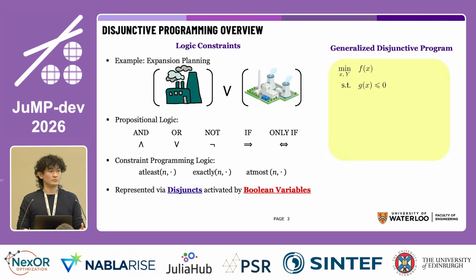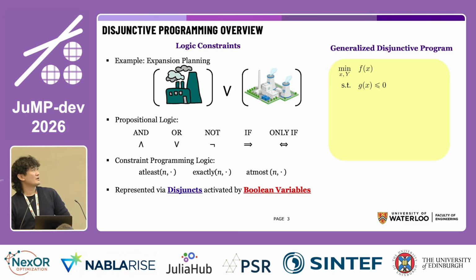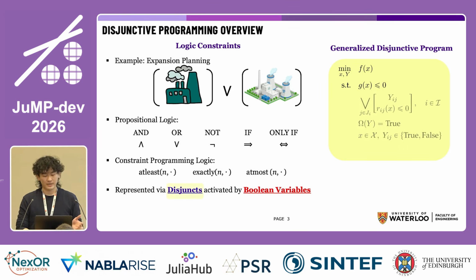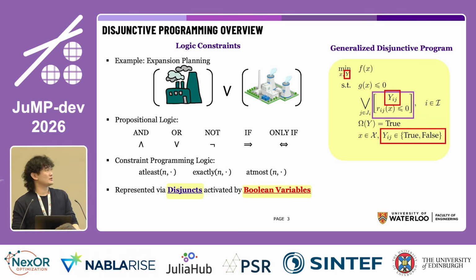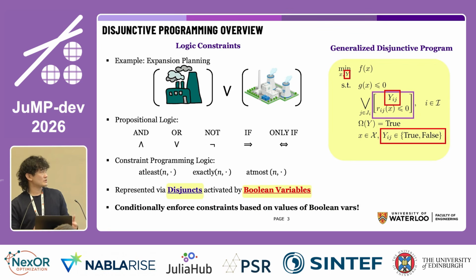This is done with what's called a GDP, or generalized disjunctive program, where you have your objective function, you have your constraints, but on top of that, you have what are called disjuncts, in the purple. These disjuncts are activated by Boolean variables. The Boolean variables are a really nice way for you to conditionally enforce constraints based on their value. True means you're enforcing them, false means they're not being enforced.